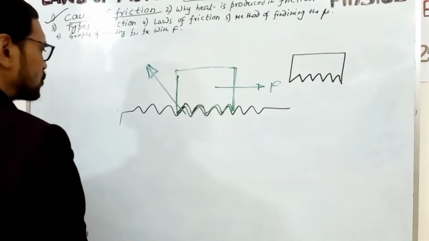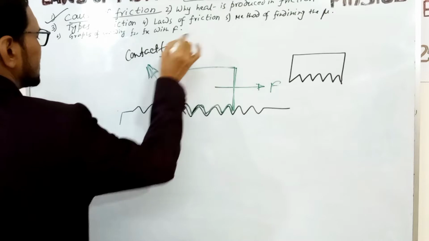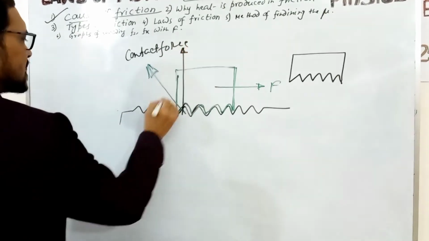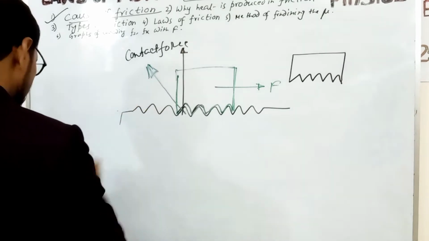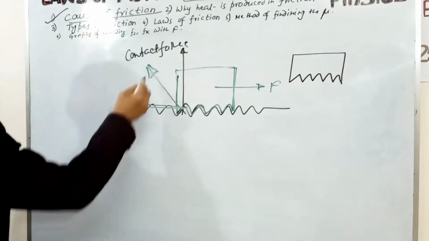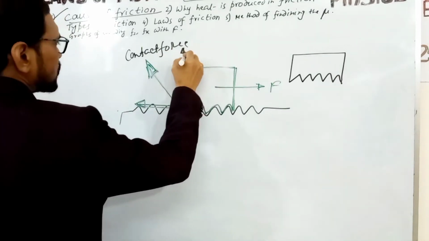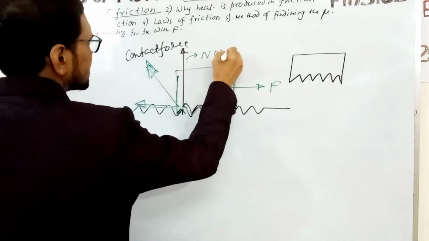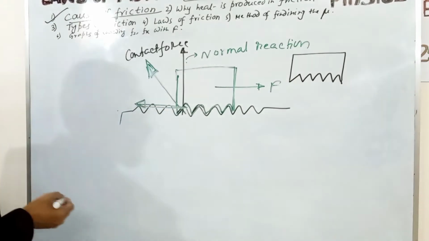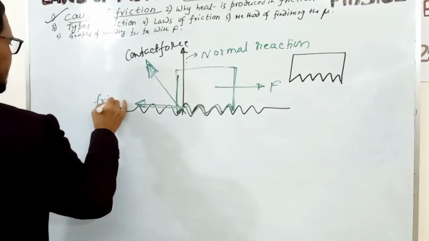Now there are two components of this contact force. This is the contact force. One component is normal to the surface and another is parallel to the surface. So the contact force has two components, this and this. This vertical component is called normal reaction, and the parallel component produces the friction.